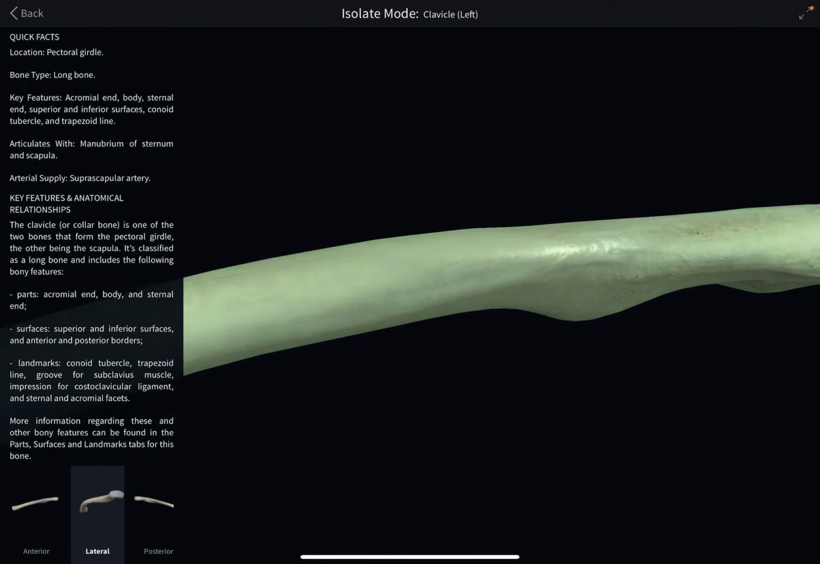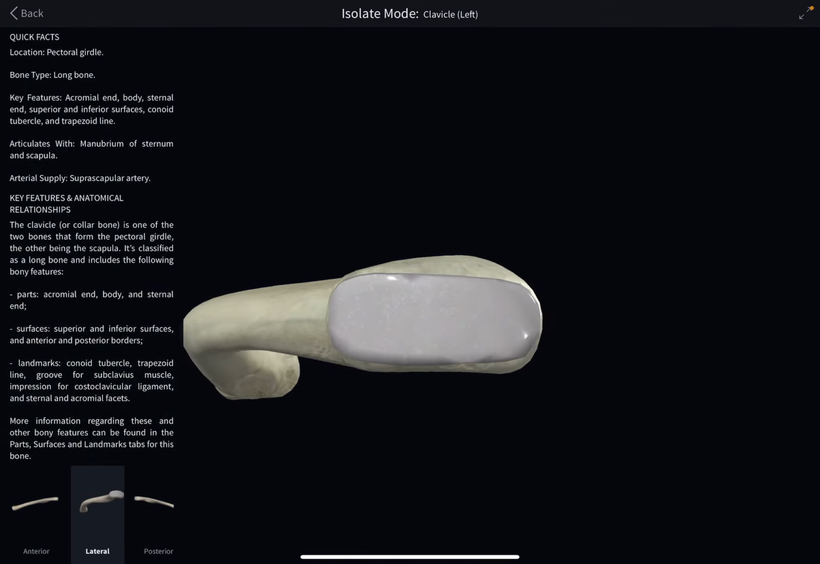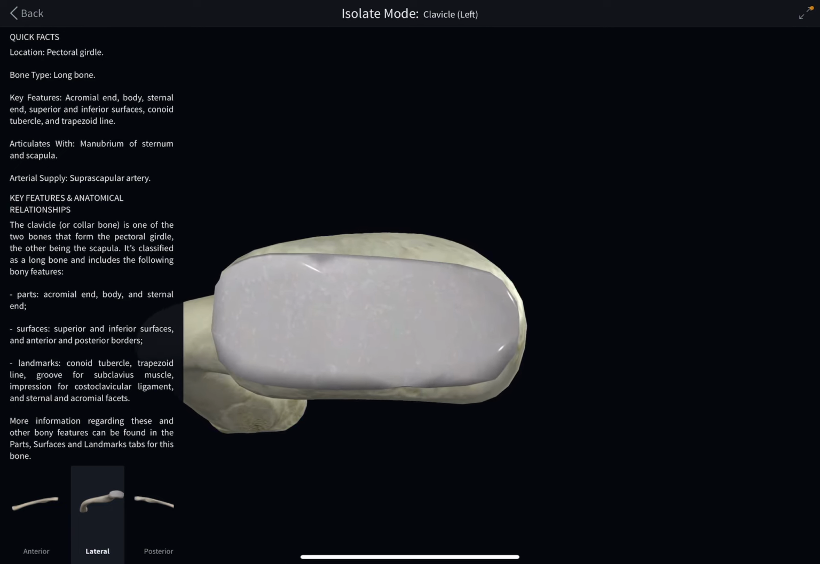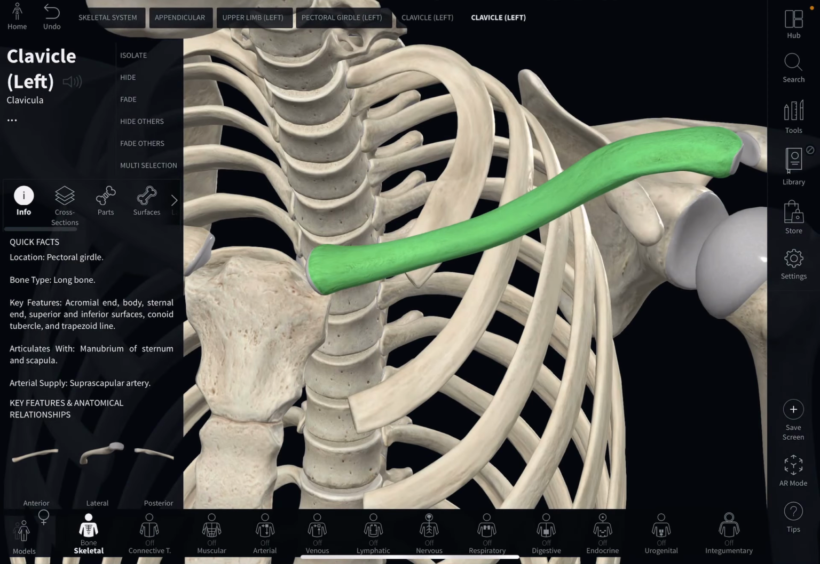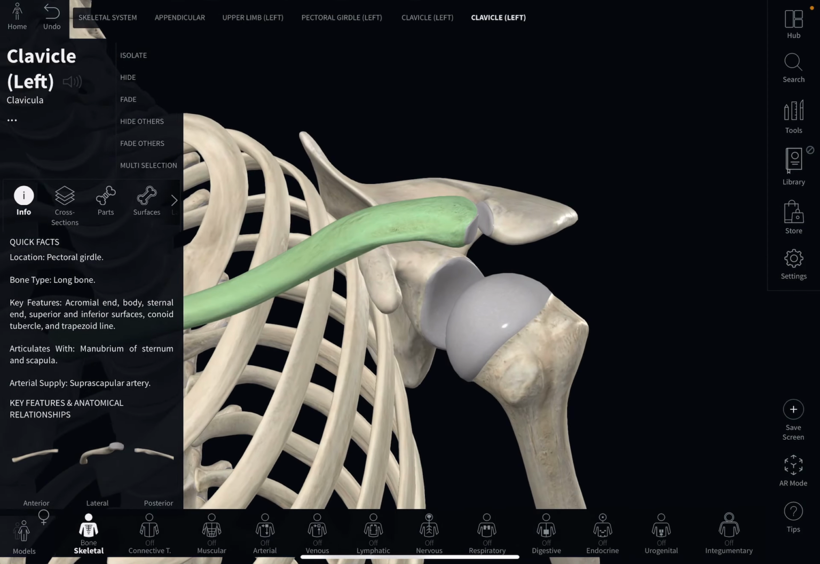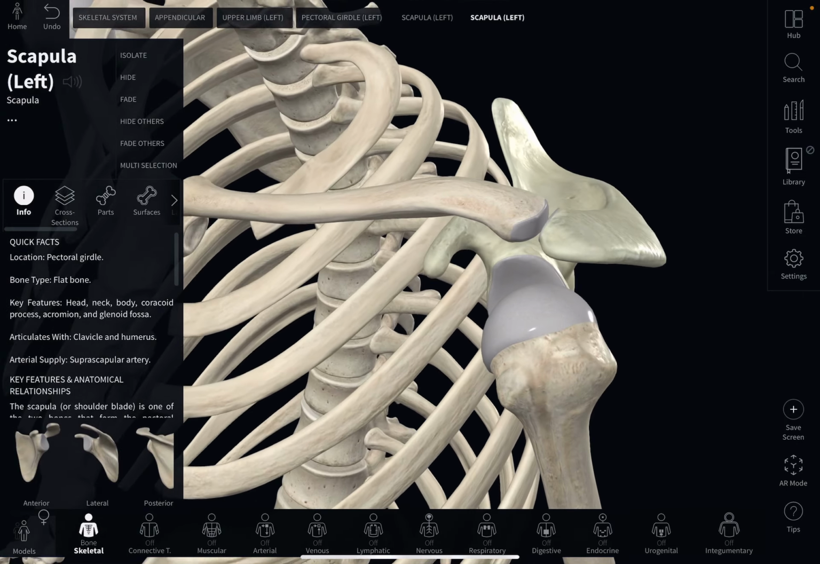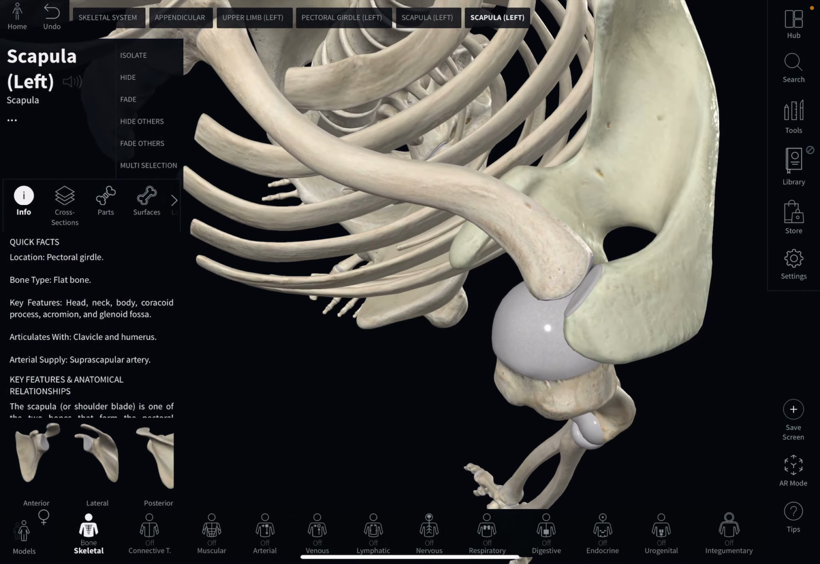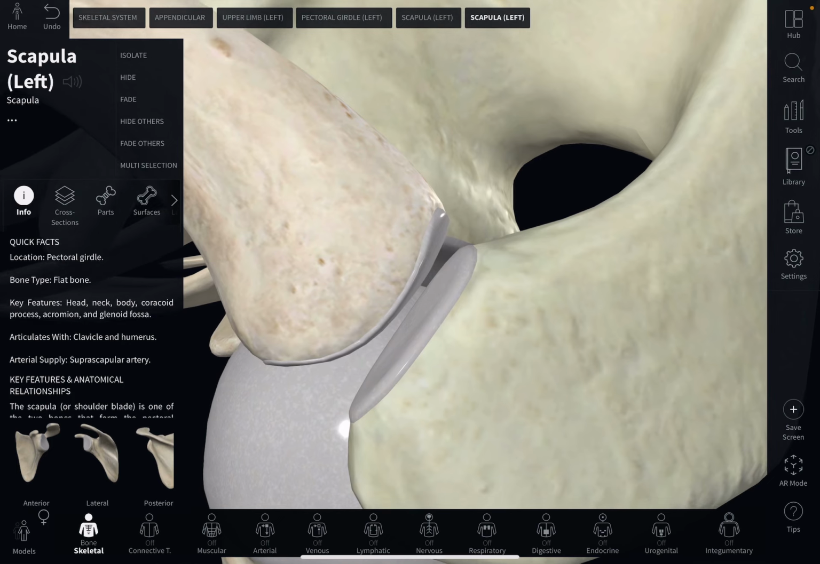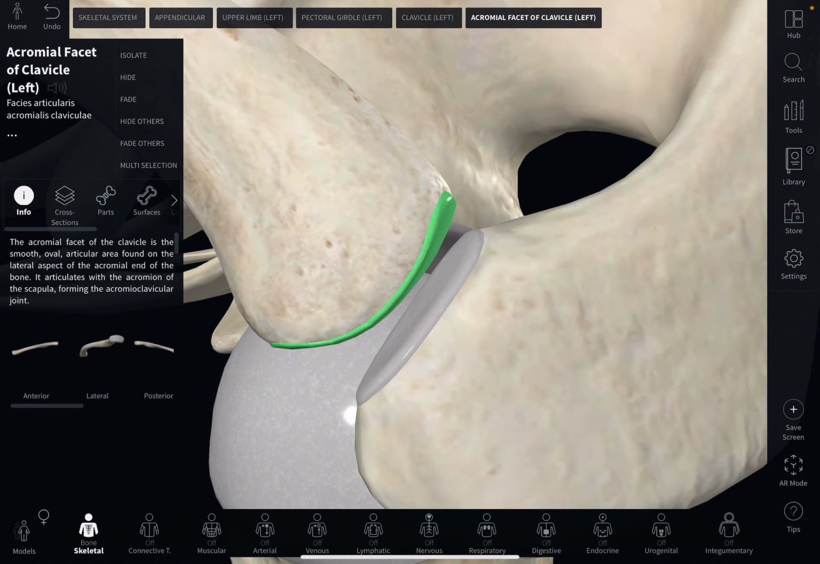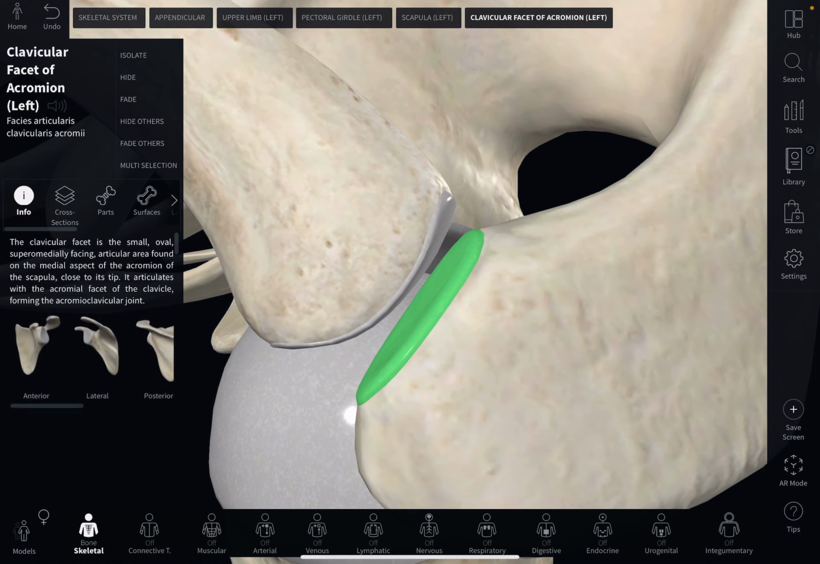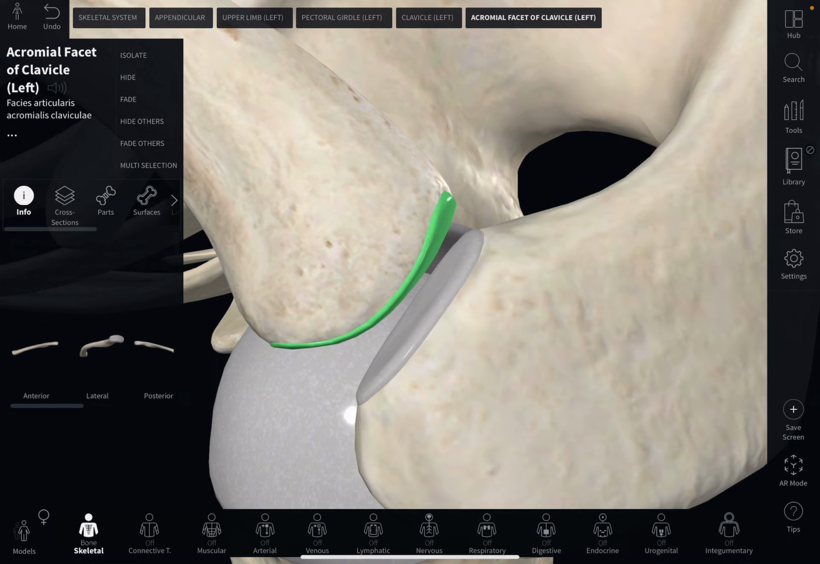The lateral end of the clavicle is flattened from above downwards and it's known as the acromial end because it is going to articulate with the acromion process of the scapula. It is very evident here. So this is the scapula with its process, the acromion process. Here is the acromioclavicular joint. This end is going to articulate with this end of the acromion process. So this is the acromial end of the clavicle.